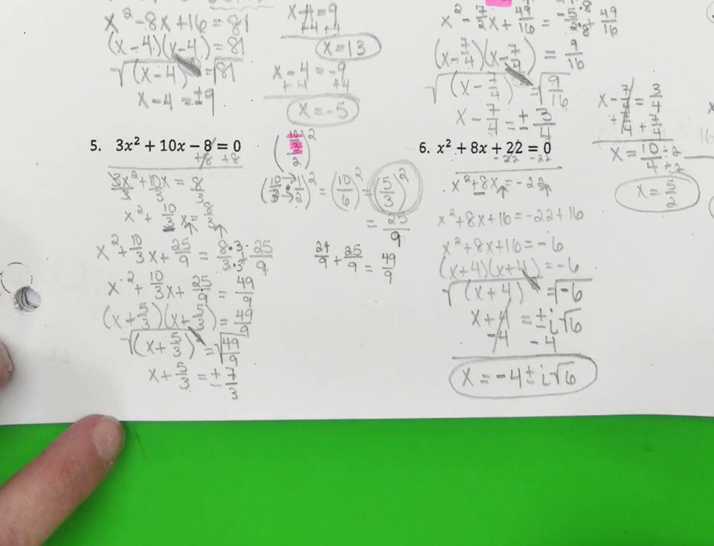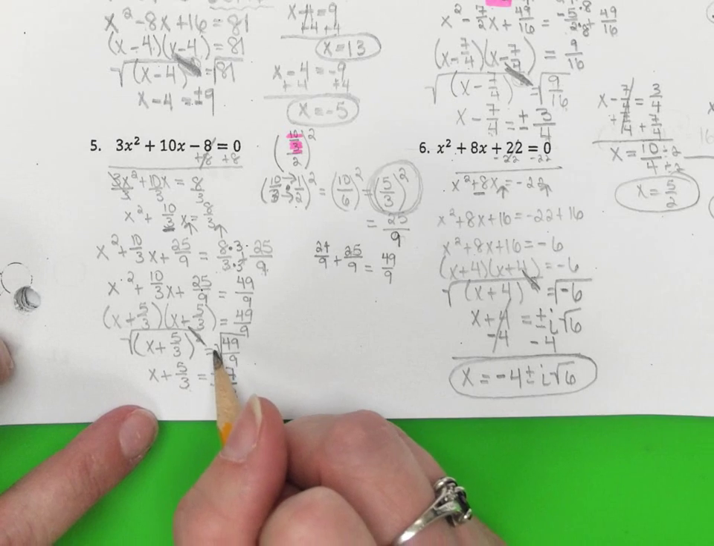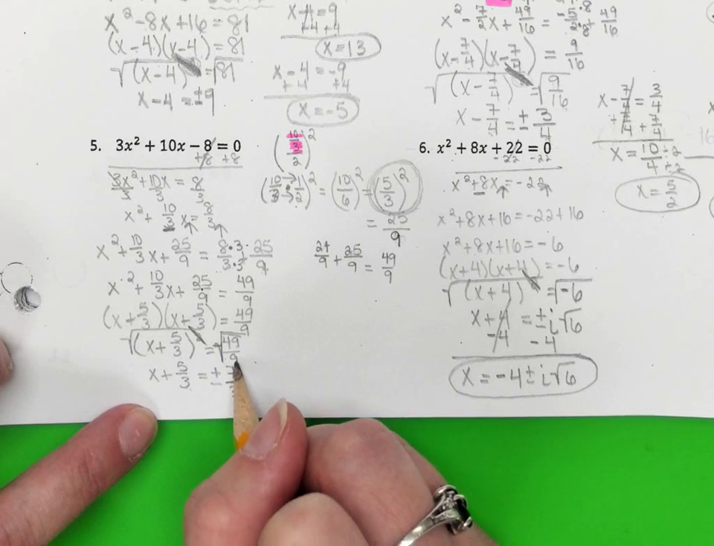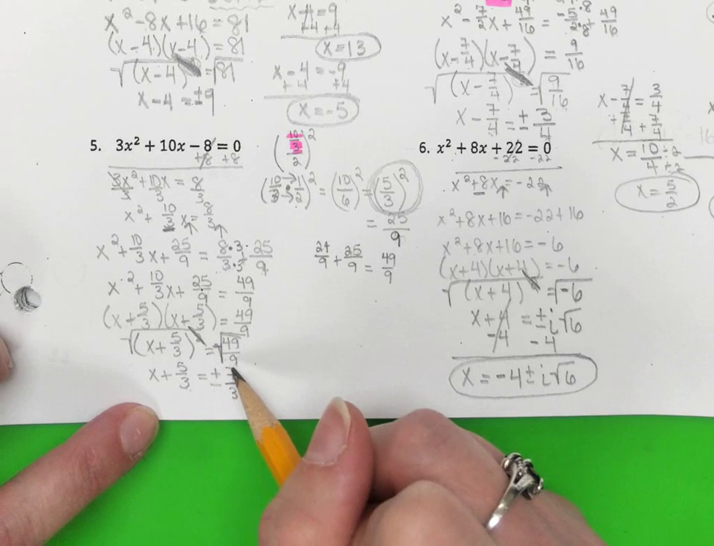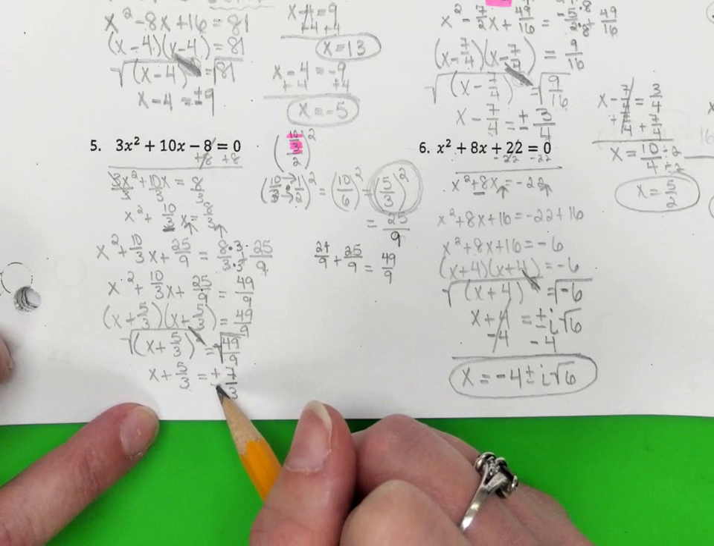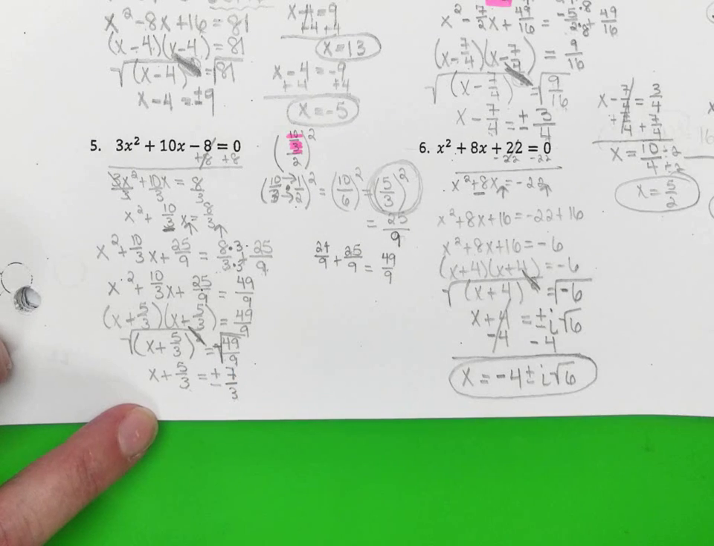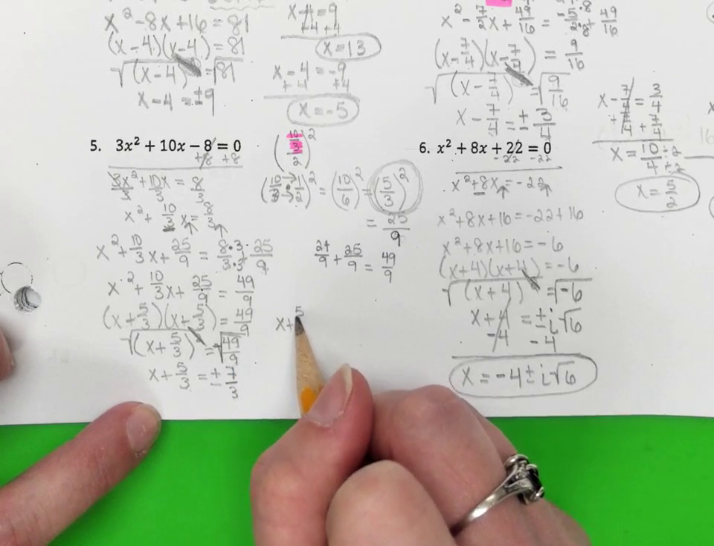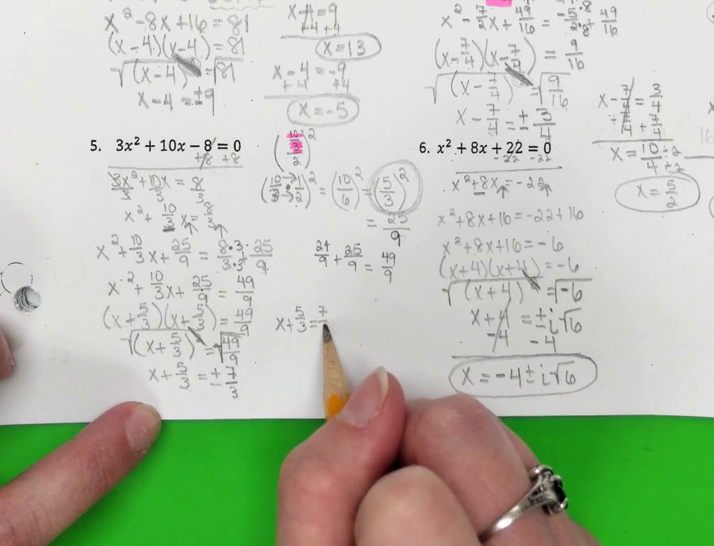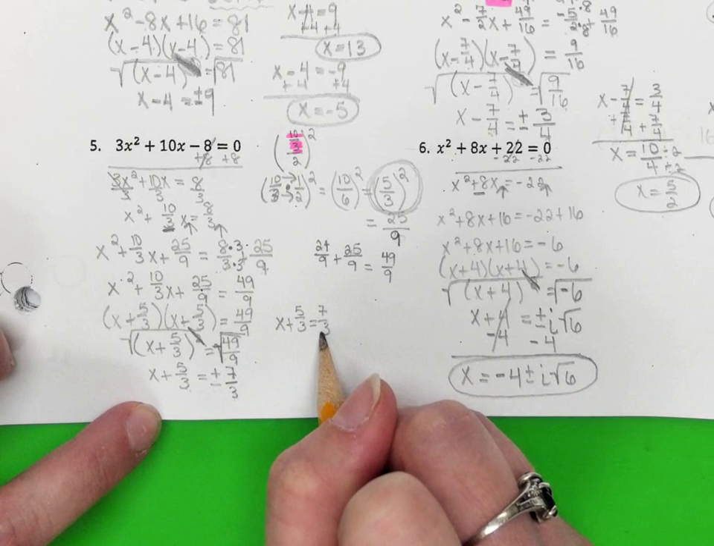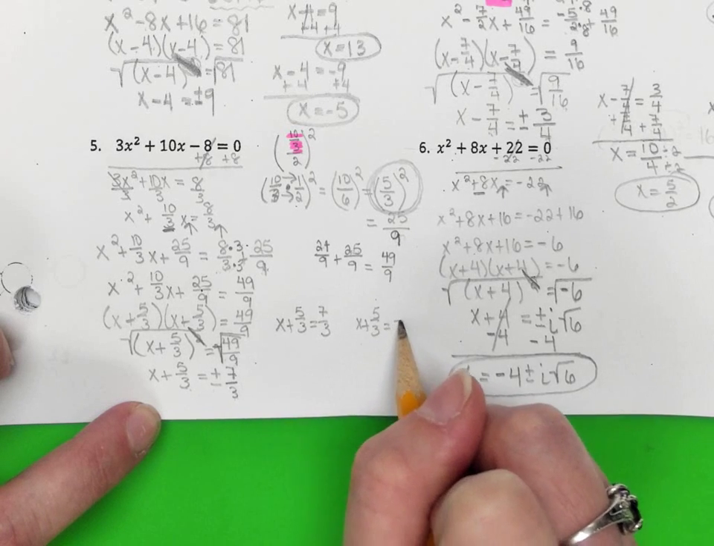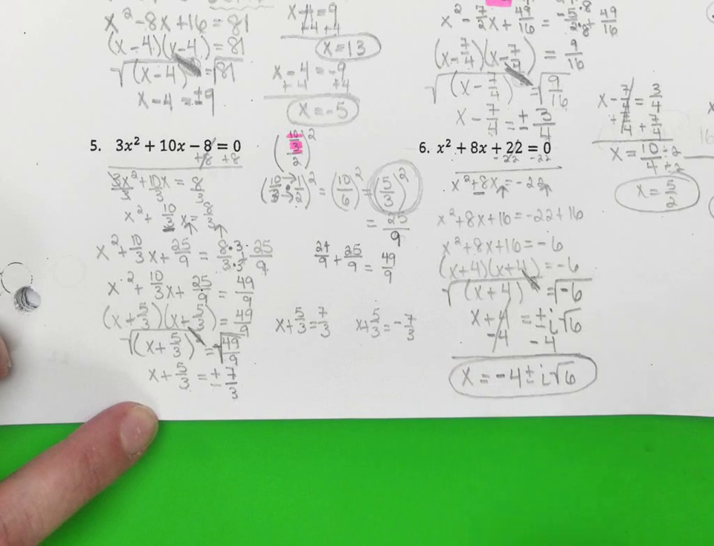Wait, I have a question. Why is it plus or minus again? Anytime you take the square root like this, see how I took the square root of 49 and the square root of 9? That's why it's plus and minus, because 7 times 7 is 49, but negative 7 times negative 7 is also positive 49. Alright, so I have x plus 5 over 3 equals positive 7 over 3, and I have x plus 5 over 3 equals negative 7 over 3. Right? You good? Okay.